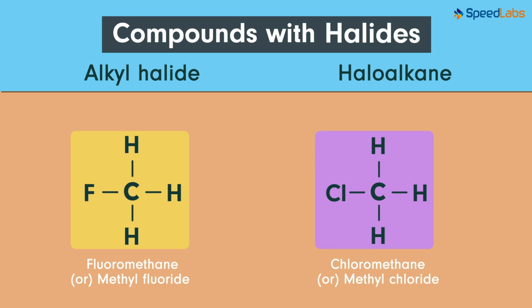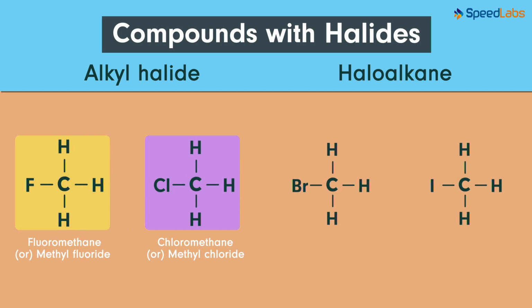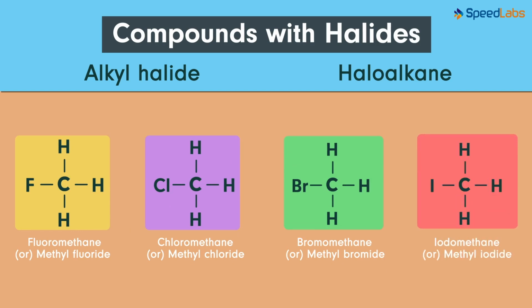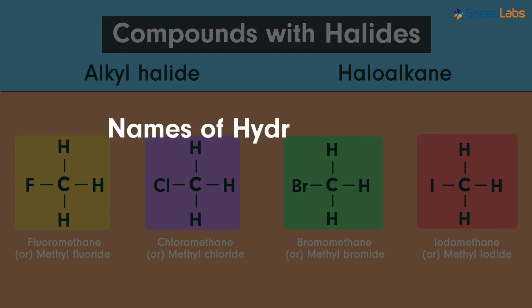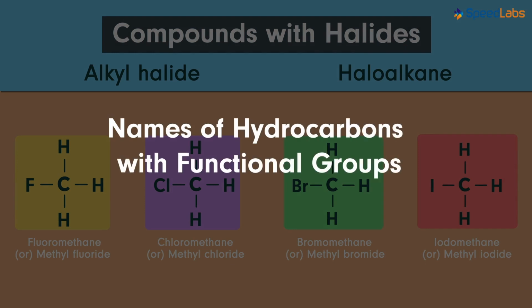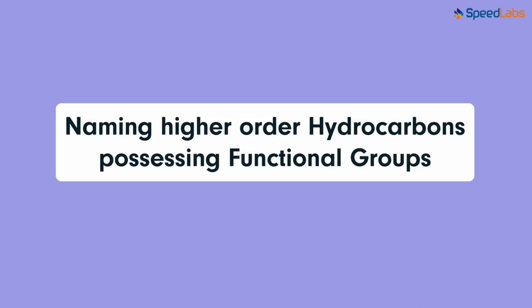Now with the same logic, could you name these 2 compounds for me? Yes, this will be bromomethane or methyl bromide. And this will be iodomethane or methyl iodide. This is how hydrocarbons with functional groups are named. Is it easy to name higher order hydrocarbons with functional groups? We see that in the next video.